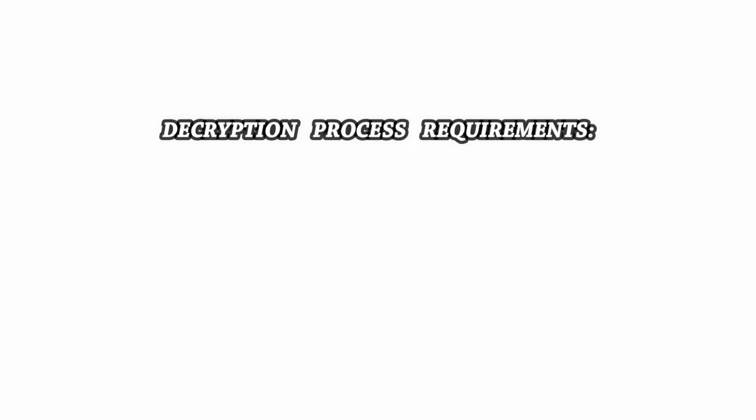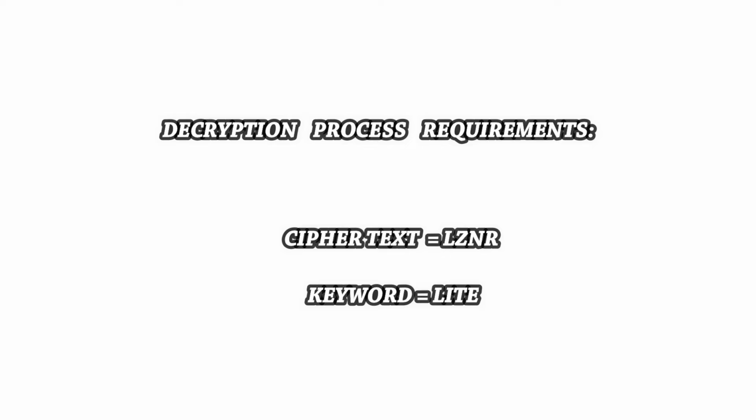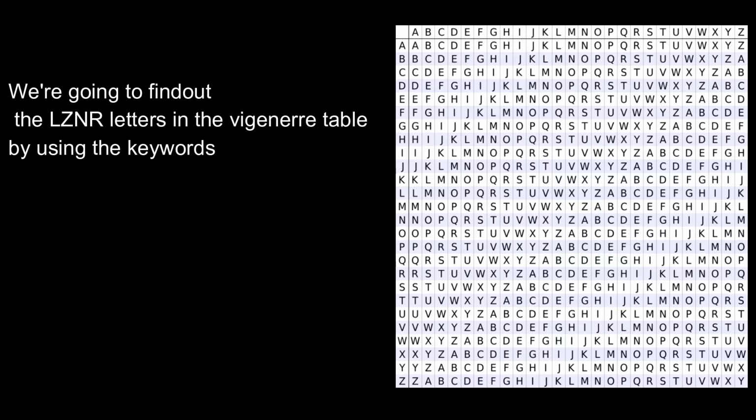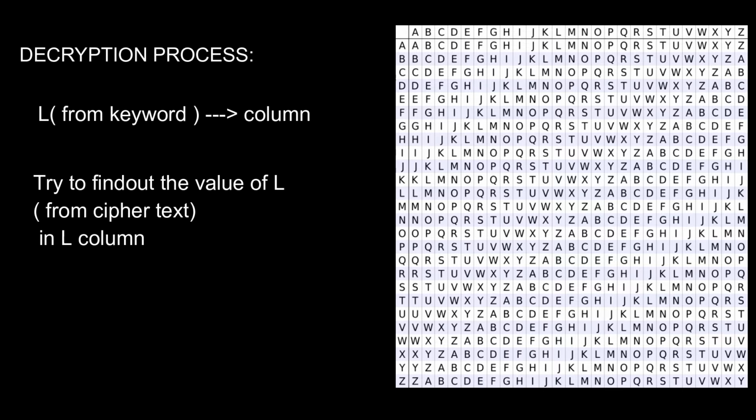Let's start the decryption process. Here we need two requirements. One is our keyword, that is LITE. The next one is the encrypted message, that is LZNR, our ciphertext. Using these two we are going to find the plain text. Let's use the Vigenere table to find the values of LZNR using the keyword values. Take the letter L as a column and try to find the value of L in the same column.